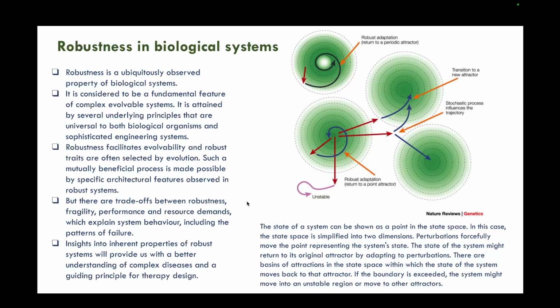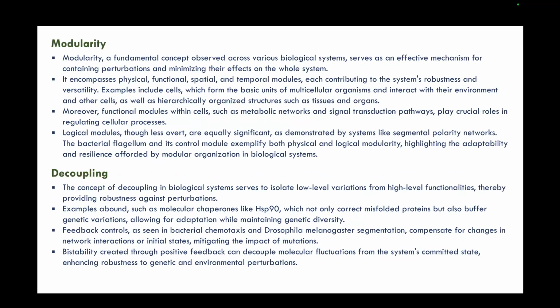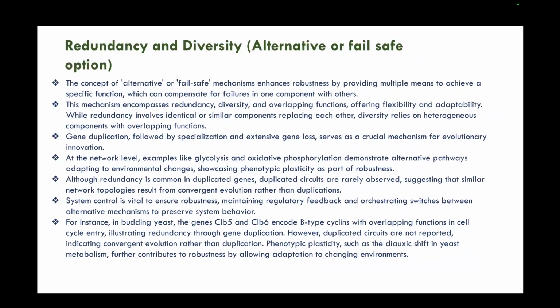Certainly there are trade-offs between robustness, fragility, performance, and resource demands. But insights into these inherent properties of robust systems provide us with a better understanding of complex diseases and a guiding principle for therapy design. And how does this robustness work? There are three different conditions that I've discussed. I discussed this in the last class as well.